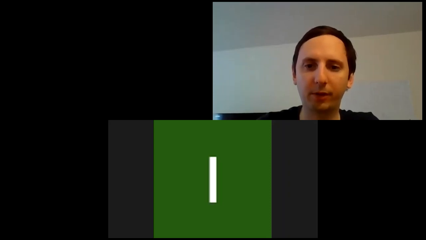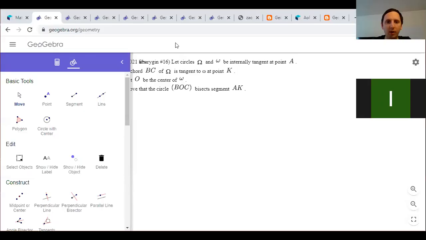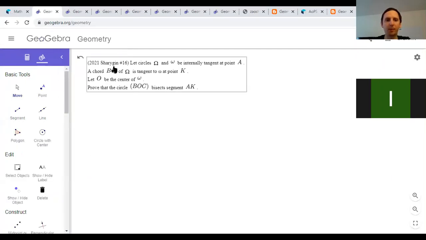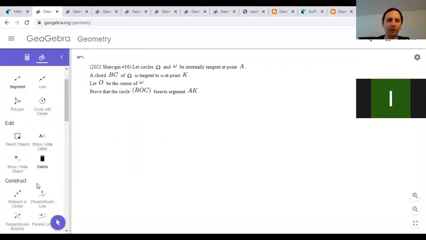All right, let me share my screen. All right. So here's the first problem. It's from the Sharygin this year. It looks really simple, but it was one of the later problems. So we'll see how easy or hard it is.